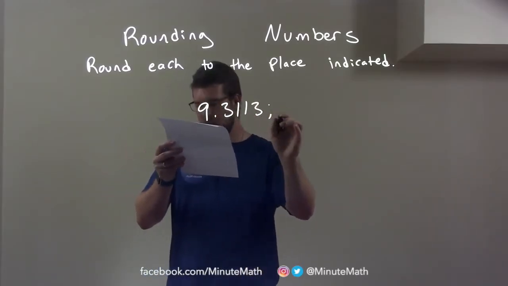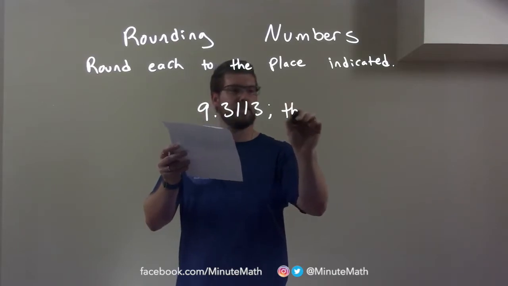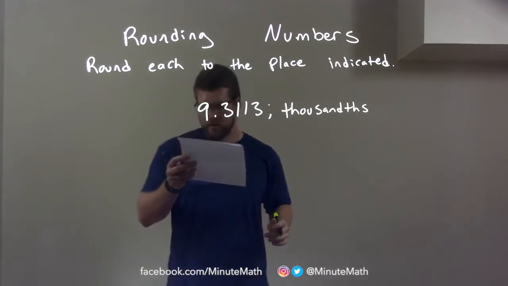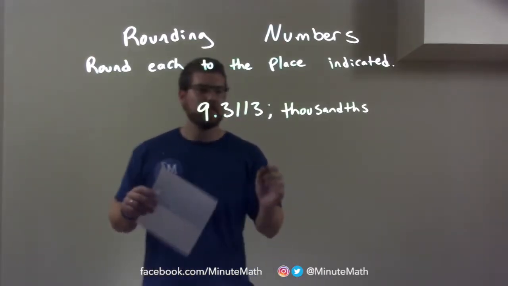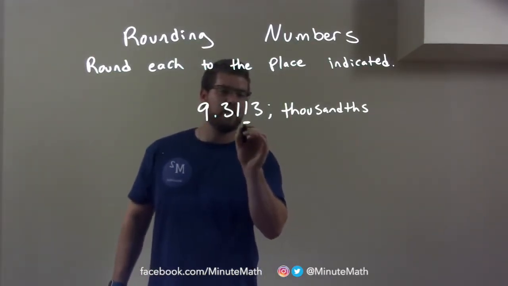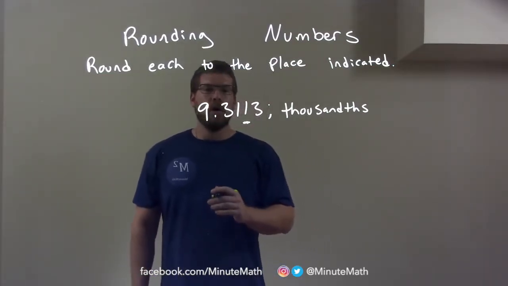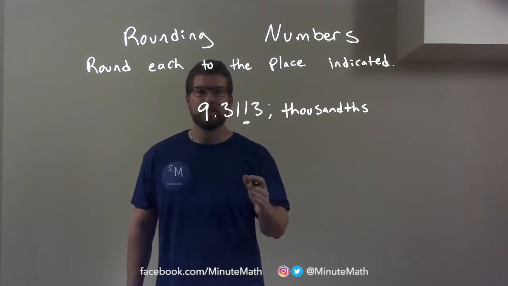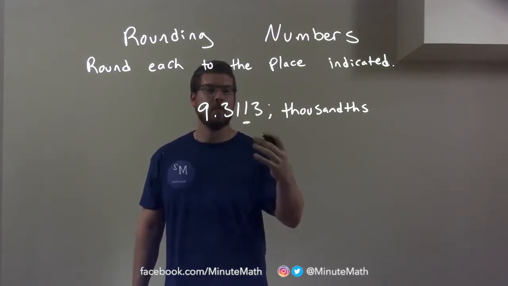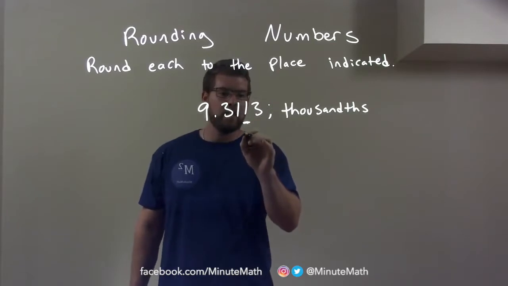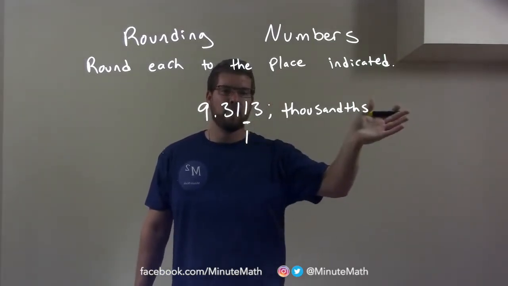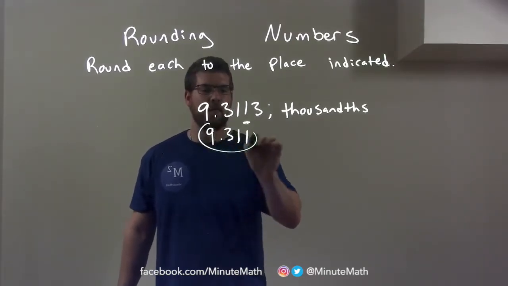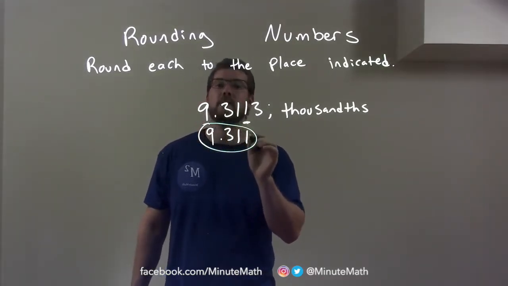9.3113. And we're going to round to the thousands. Okay, round to the thousands. Well, the thousands place is right here on the second one. Okay, so when we round this, we take that 1, we look to the right, we see the 3. That 3 is between 0 and 4, causing the 1 to round down. So the 1 stays the same, we ignore the 3 on the right, and we bring down everything else. Here we have our final answer of 9.311.